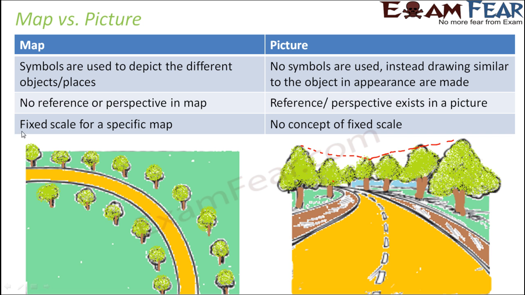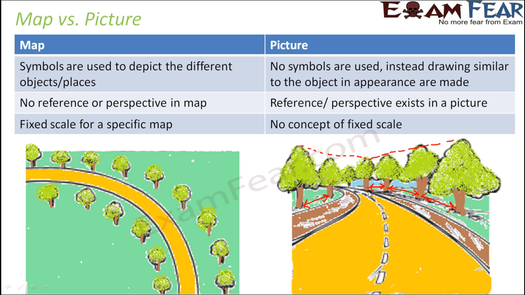Third point, there exists a fixed scale for a specific map, whereas in a picture there is no concept of a fixed scale. For example, here if you see, the distance between the first and the second tree is this much. And then if you look at this side, the distance between the first and the second tree is this much. Second and third is this much. Third and fourth has reduced. So gradually as the trees are going far away, the distance between two consecutive trees is reducing. But in reality, all the trees are placed equidistant from each other.